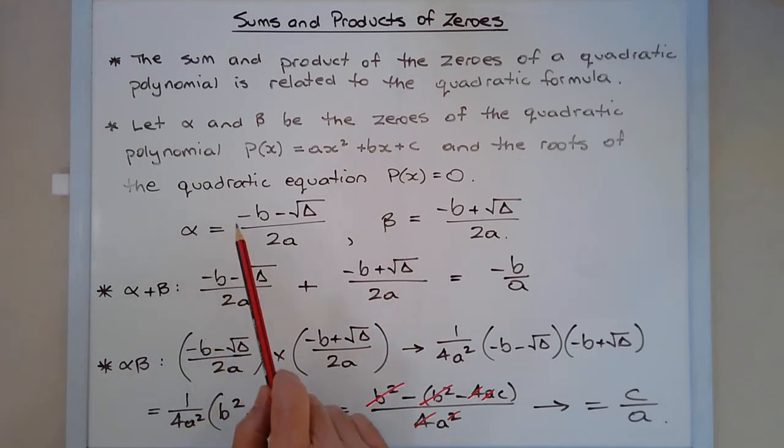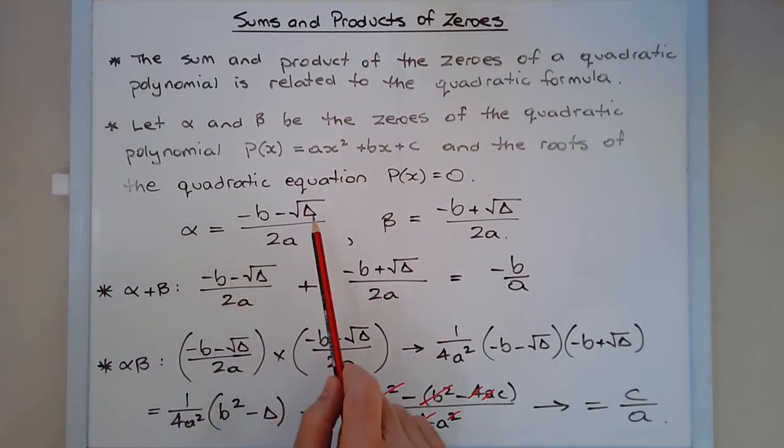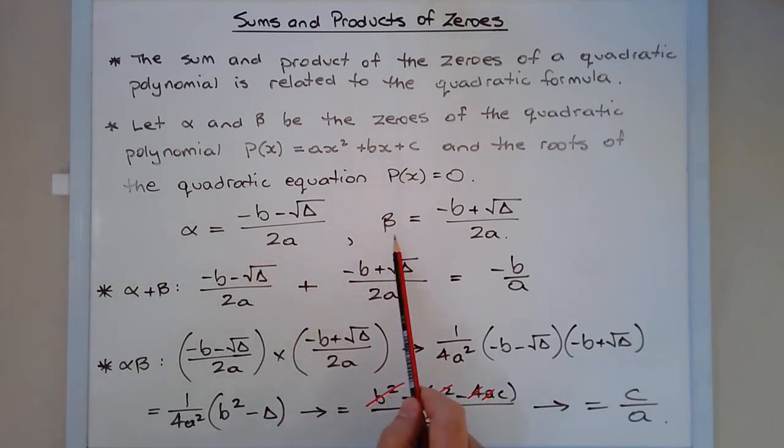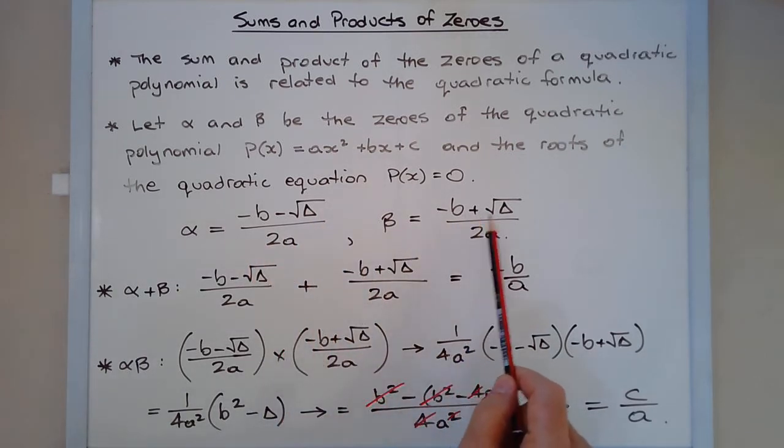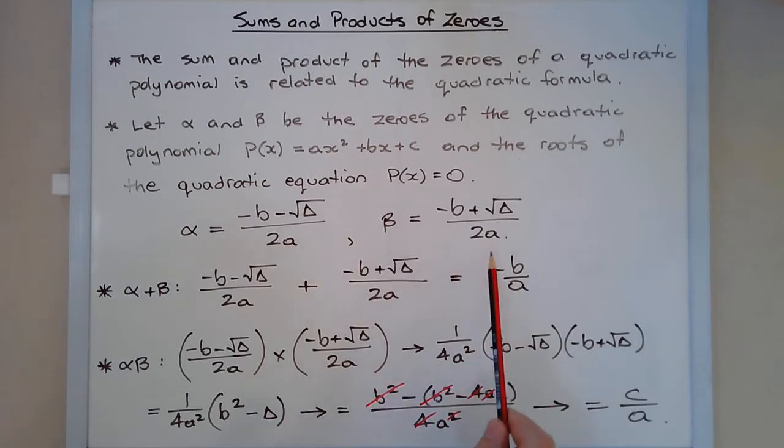Alpha is equal to negative b minus the square root of b squared minus 4ac over 2a, and beta is equal to negative b plus the square root of b squared minus 4ac over 2a.